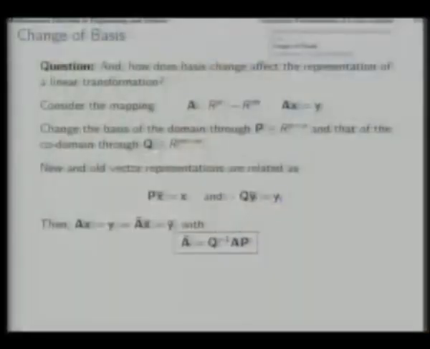based on the discussion that we just now had, the new vector x bar in the domain and the old vector x in the domain will be related like this through the matrix P. Similarly, the corresponding vectors in the codomain, y bar and y, representing the same point geometrically, will be related through this matrix Q, which contains the basis members for the codomain. Now, originally the mapping was represented with matrix A between x and y.